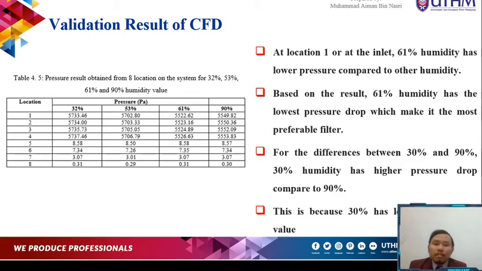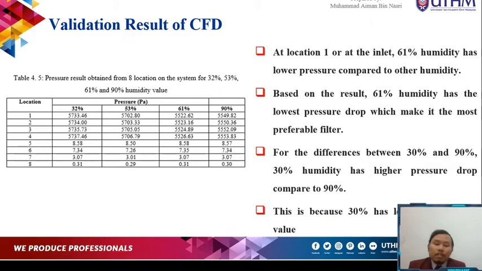This is the result from the simulation. At location 1 or at the inlet, 61% humidity has lower pressure compared to other humidity. 61% humidity has the lowest pressure drop because it has lower inlet pressure, and the outlet pressure is the same as the others. So it has the lowest pressure drop, which makes it the most preferable filter.